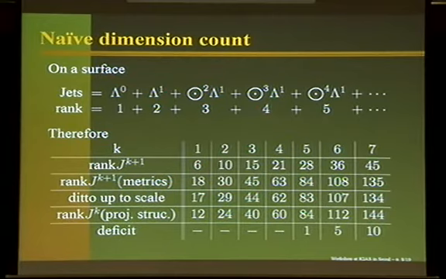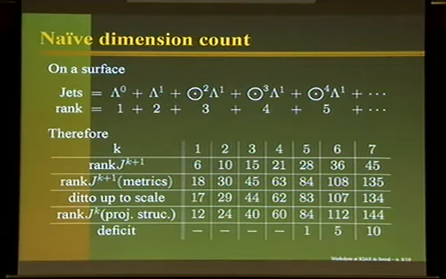However, remember there was this rather trivial thing that metrics up to constant scale definitely gave rise to the same projective structure. So let's take that into account already and remove 1 from these numbers. So this is the jets of metrics up to overall constant scale. This row is obtained from the row above by subtracting 1. And let's compare that with the rank of a jet of a projective structure.